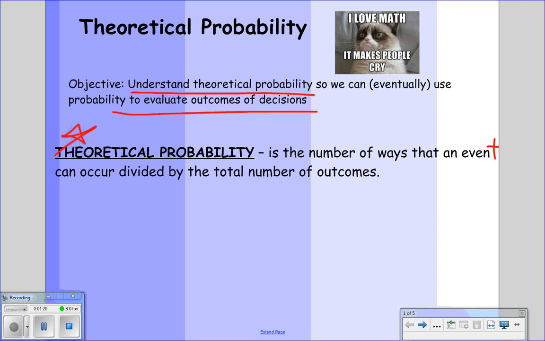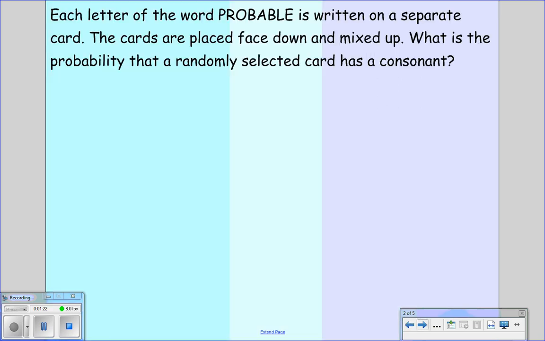So if we take a look, each letter of the word probable is written on a separate card. The cards are placed face down and mixed up. What is the probability that a randomly selected card has a consonant? I know, you're angry with me. I'm making you remember English. Consonant, vowel, vowel, consonant. Just remember, we've got consonants and we have vowels.